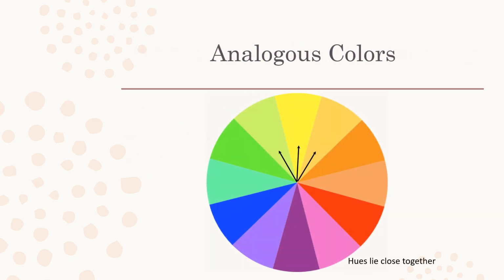Analogous colors are any three colors which are side by side on the tertiary color wheel, such as green, yellow, and orange. Here you can see an example of analogous colors.